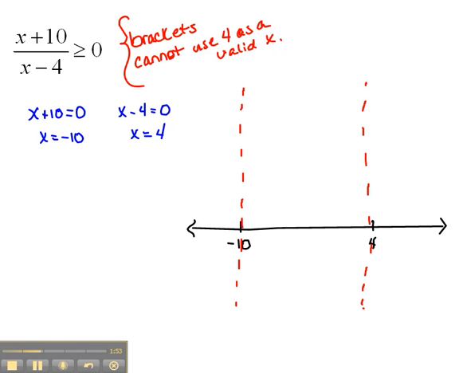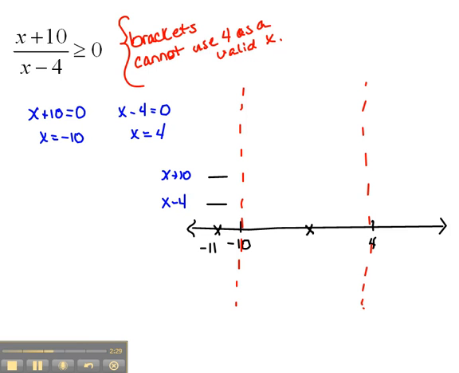Now we're going to look to see what's going on around each of those areas. We have a factor of x plus 10, and we have a factor of x minus 4. So let's choose an x value to the left of negative 10, like maybe negative 11, and plug it into both of these factors and see what the sign would be. Negative 11 minus 4 would be a negative number. Negative 11 plus 10 would be a negative number.